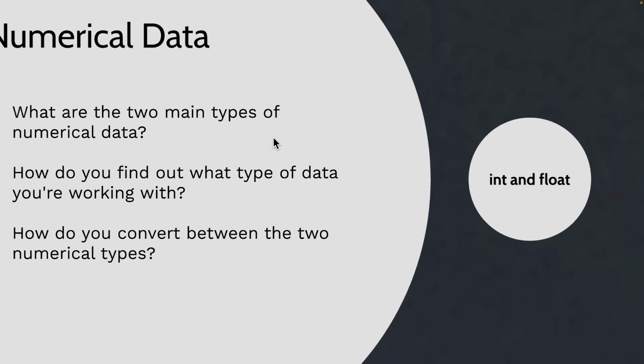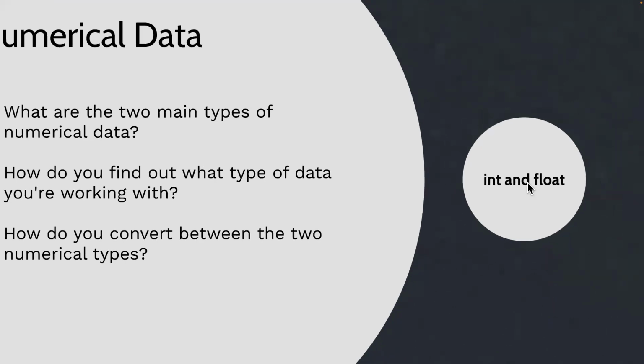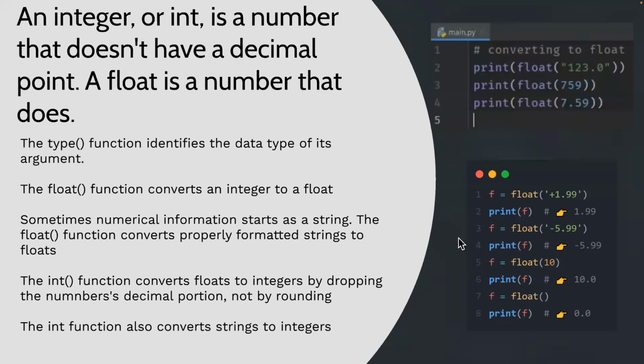Some questions to ask. What are the two main differences in the types of numerical data, and how do we convert between the two? Because there's more than one type. So we have int and float. Let's talk about the difference. An integer, or int, is a number that doesn't have a decimal point. A float is a number that does. There's two different types of numbers in Python: int, which is an integer, a number without a decimal, and a float, which is a number that does have a decimal.